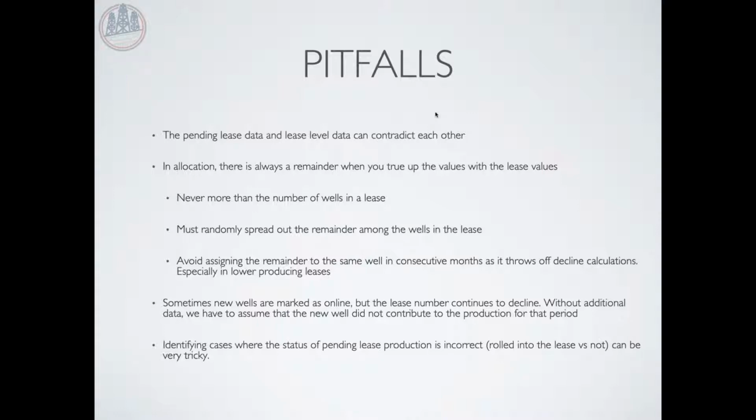And then, we have some cases where new wells come online, or they're marked as online, marked as completed, but then the lease number continues to decline. So we have a down month in production with a new well online. Given the lack of any other supporting data, what we found more often than not is that the well actually did not come online that month. Most of the time you'll see the increase in production the next month that can be easily attributed to that new well. So you can't just blindly say when a well is completed, it's producing.